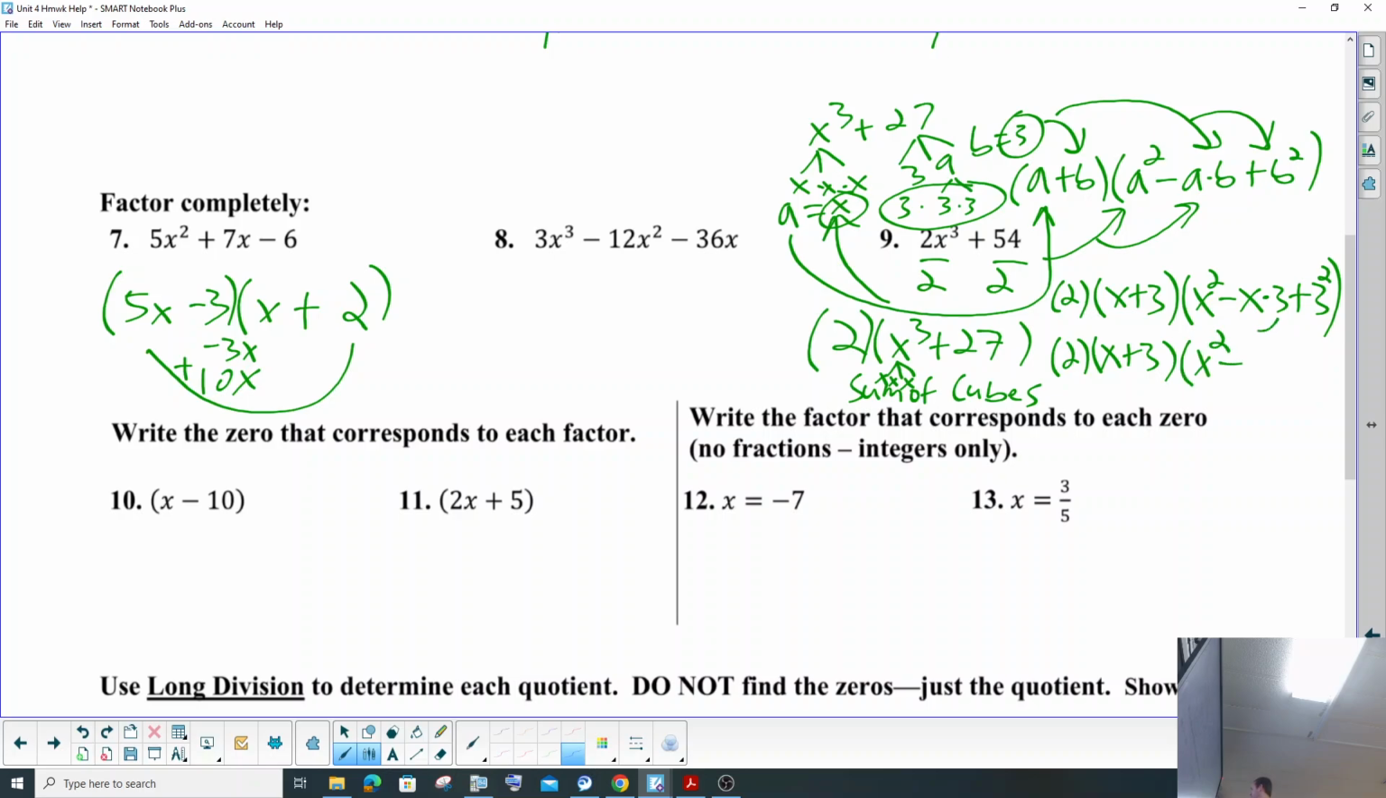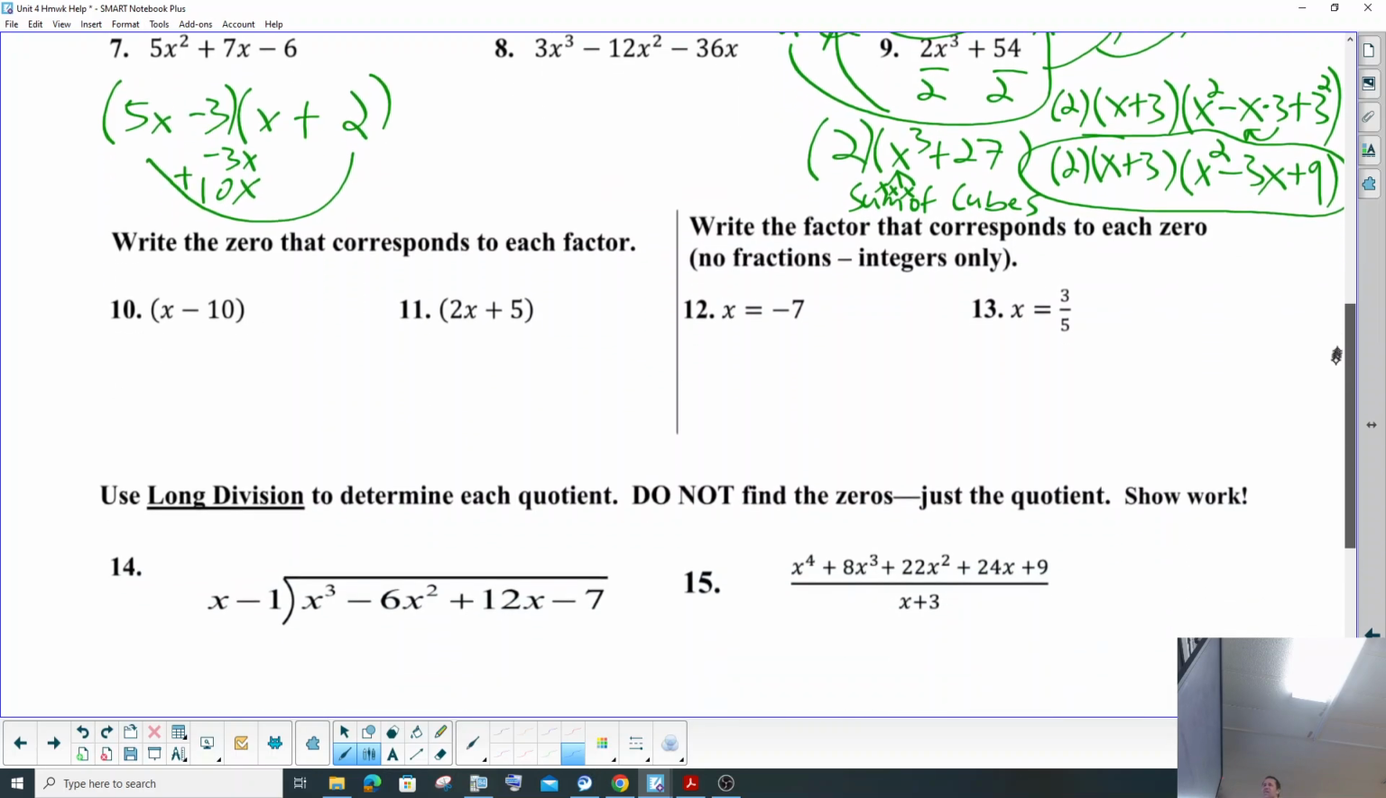We're going to swap that around. So it's 3x, because you always put the number first and then the variable. So minus 3x and then plus 9. There is our answer for number 9. That was kind of a tougher one.